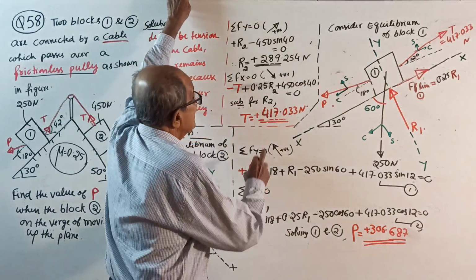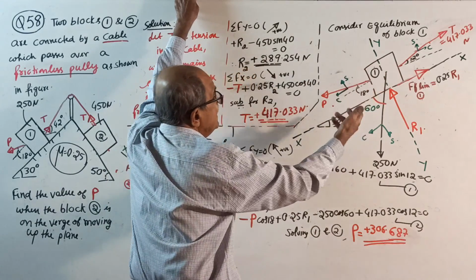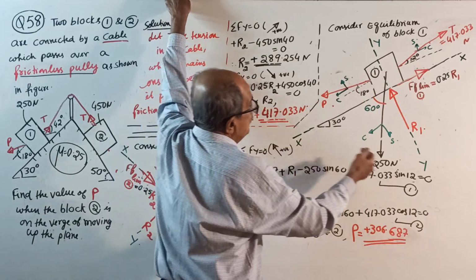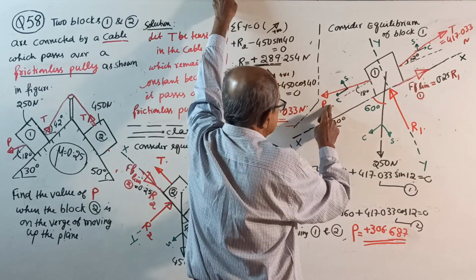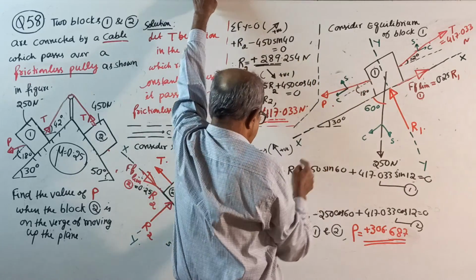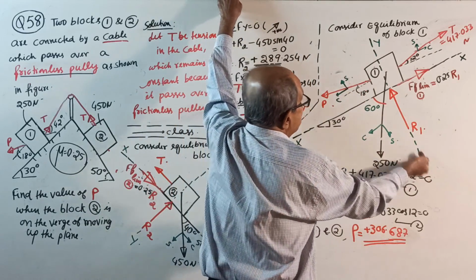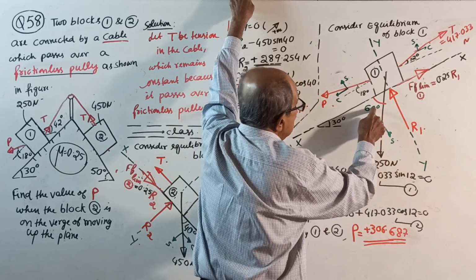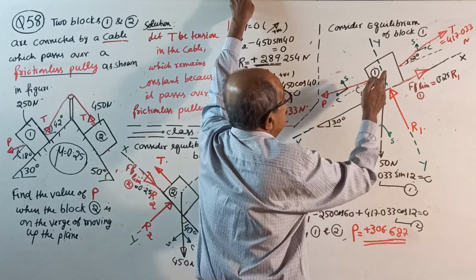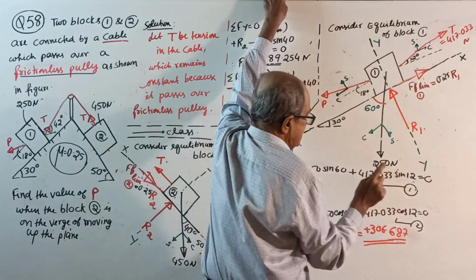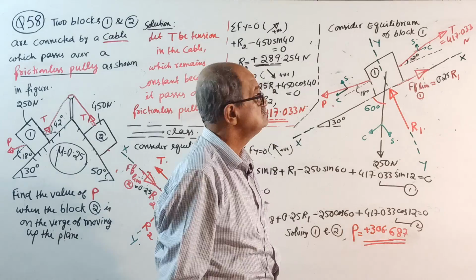Okay. Consider this one. Everything I explained regarding friction, all explained. Sigma Fy = 0, I will start from P first. Why? The unknown that is important is P. See, plus P sin 18 plus R1 minus 250 sin 60 plus 417.033 sin 12 equal to 0. Equation number 1.